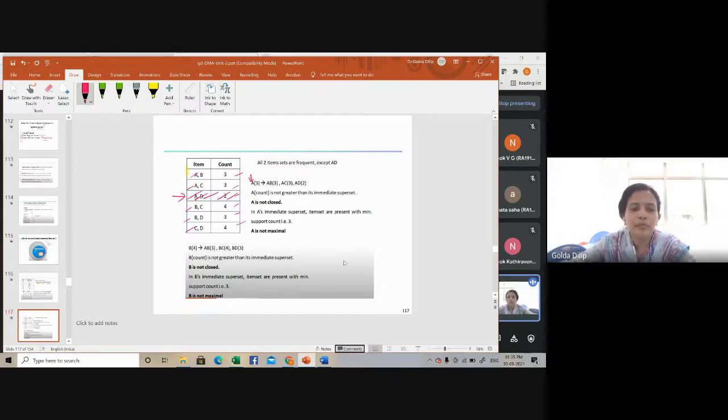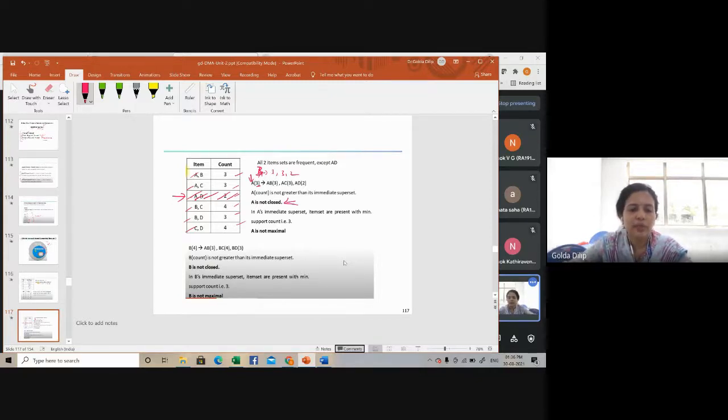The support count is what is being given here in the bracket, for the immediate supersets of A. A's count is 3. It is not greater than its immediate supersets' counts, which are 3, 3, and 2. So it is not closed. For example, if this was 4, then A's count would be greater than its immediate superset's count, and that could be treated as a closed item set. In this case it is not, so it is not a closed item set.